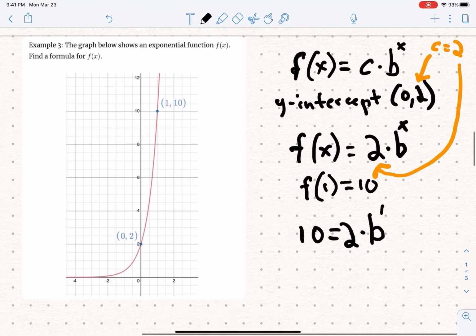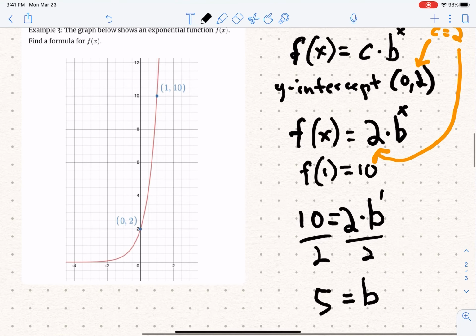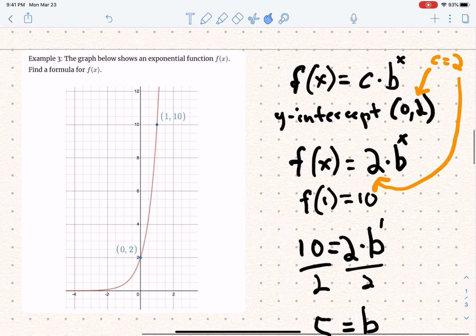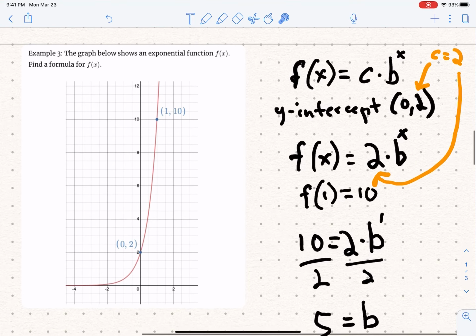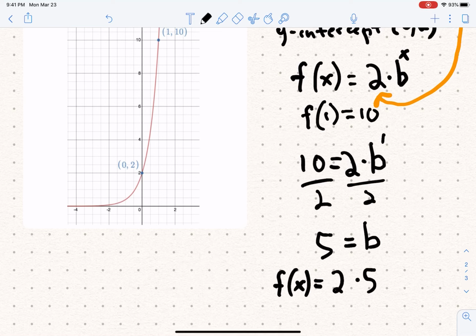Now, b to the power 1 is just equal to b. And the 2 in front, we can get rid of by dividing by 2 on both sides. So we get 5 is equal to b. Now this tells us what b is equal to. We can put b back into our formula here, and we'll now have a complete formula for this function. This function is f of x equals 2 times 5 to the x.